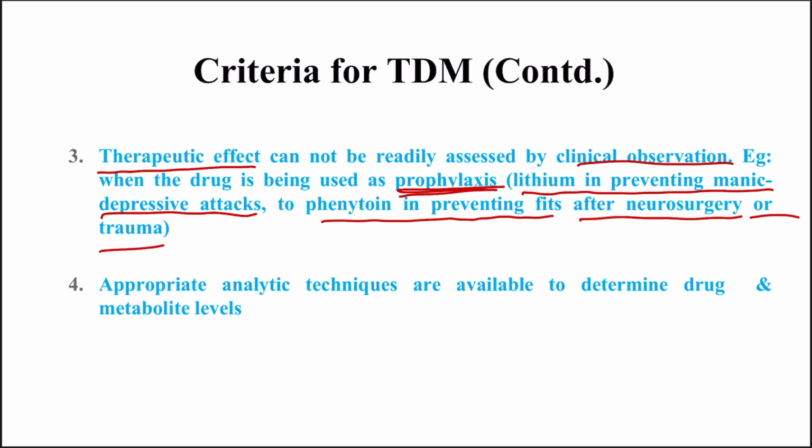So this can be only observed with the help of therapeutic drug monitoring, in which we are monitoring the plasma concentration of the drug. Next is this therapeutic drug monitoring can be done when appropriate analytic techniques are available to determine the drug, and also to determine the metabolites also. So analytical techniques which are available should be useful to determine the drug concentration and the metabolite levels. So in that case also we can do the therapeutic drug monitoring.